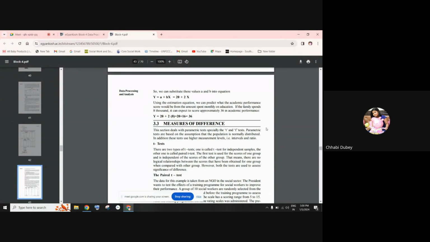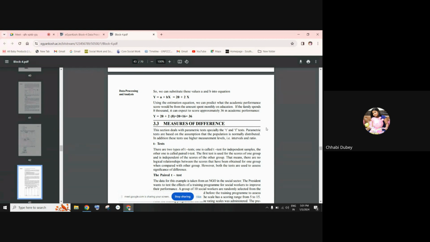Now, parametric tests are basically known as the measures of difference. They are based on the assumption that the population is normally distributed, and these tests use the higher measurement levels. Okay, like they will use interval as well as ratio. And the first is the t-test here. Now there are two types of t-test. One is called the t-test for independent samples, and the other one is known as the paired t-test.